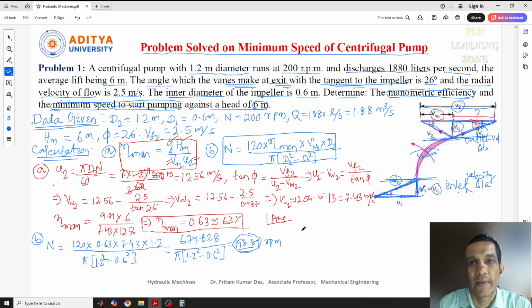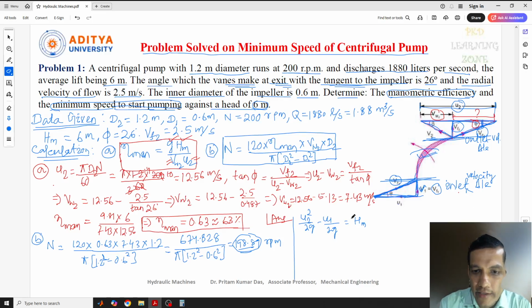Now, as I told you, I'll tell you another method to find this out. We know that the minimum speed required to start the pump, in the last lecture also we have discussed, the minimum speed should be such that the manometric head u2 square by 2g minus u1 square by 2g should be equal to hm. Actually, it should be greater than or equal to hm, but for the minimum we can write at least equal.